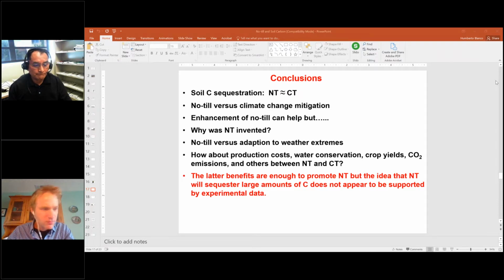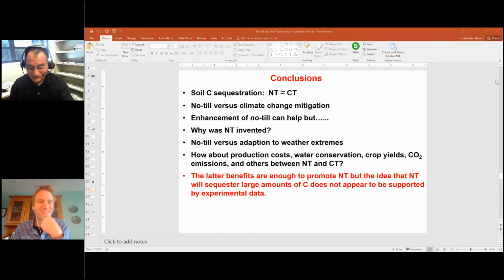Great. We've got a minute or so left. I'll sneak in one last question here. I know you didn't address models directly in your talk, but I still think this is an interesting question, and I'm curious to get your opinion. Can you comment on how models like COMET-Farm, for instance, still suggest such large soil carbon gains from no-till? This is guiding both policy and market activity. So what's your guess? Why is there a disconnect between the models and the experimental evidence?